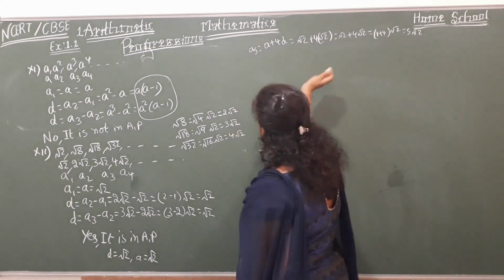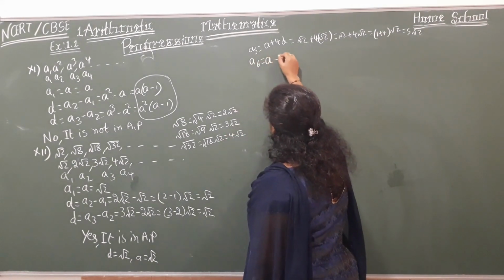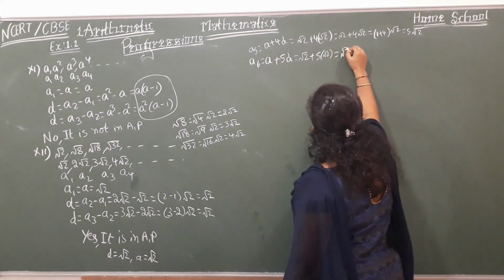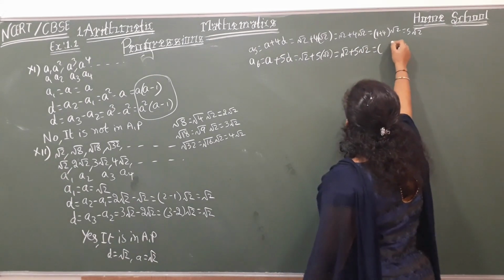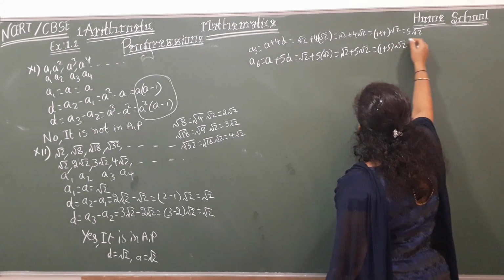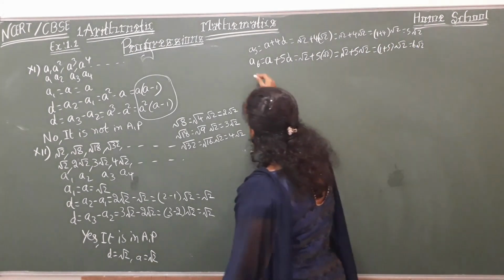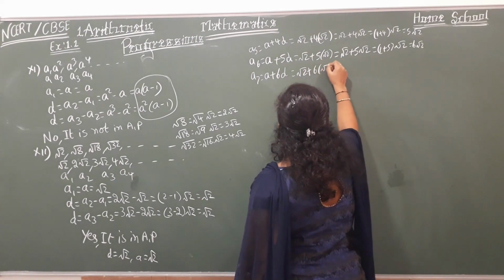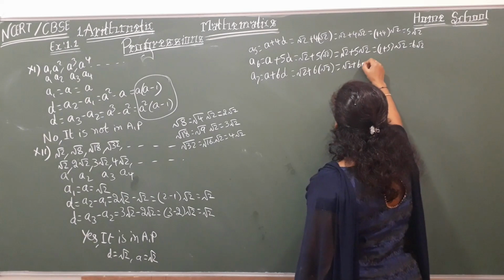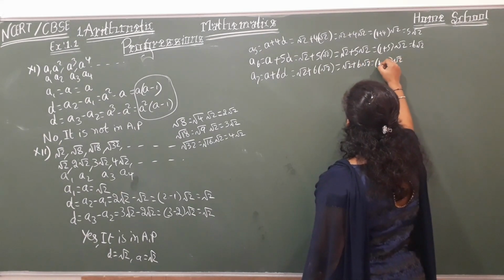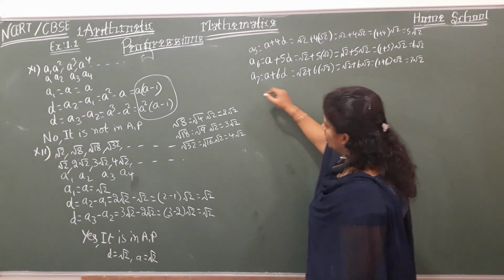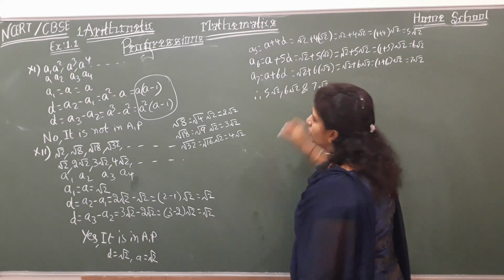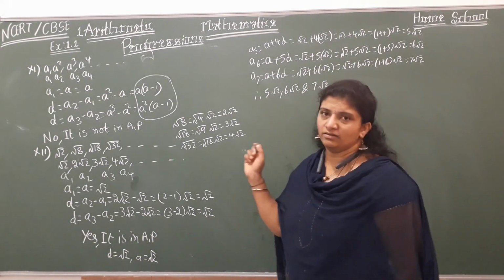Follow? Next. What's your A6? A plus 5D. Root 2 plus 5 into root 2. That will be root 2 plus 5 root 2. Again take out root 2 common. 1 plus 5 is equal to 6 root 2. Also the last term here, A7 is equal to A plus 6D. A value is root 2 plus 6 into root 2, is equal to root 2 plus 6 root 2. Take out root 2 common. What are you going to get? 1 plus 6, that means 7 root 2. Therefore, what are the next three terms, children? 5 root 2, 6 root 2 and 7 root 2 are the next three terms of the given sequence.